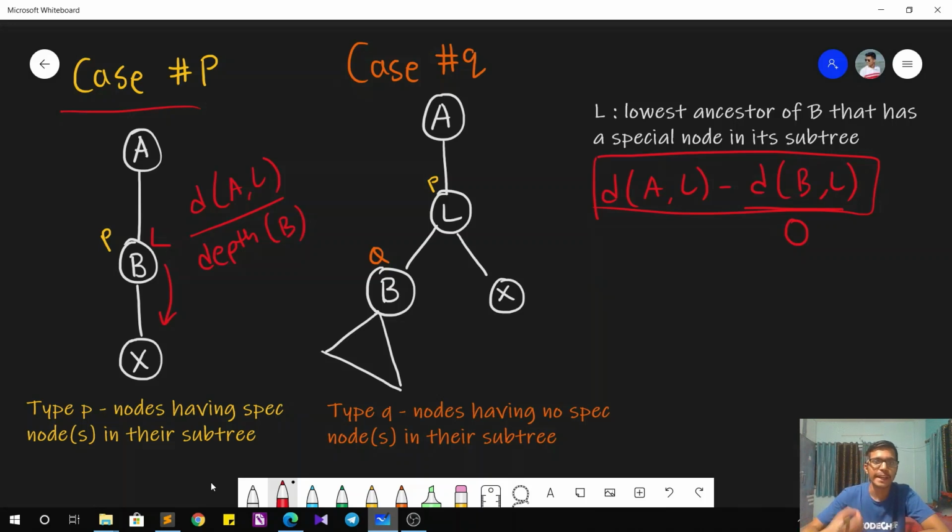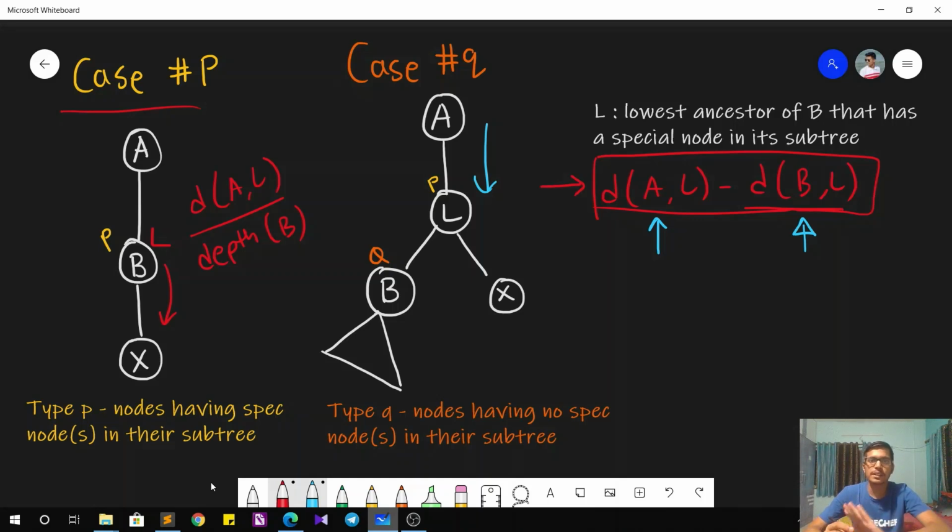And now for the second case where B is of type Q, in that case this statement still holds, but then the second part will not be 0. d(B, L) will be some significant value. So we'll need to find both of these values, that is d(A, L), which is nothing but the depth that is easily known to us. The only thing that we need to calculate extra is this value, that is d(B, L), and that can be done using a second DFS. So let's see how DFS helps us solve this problem.